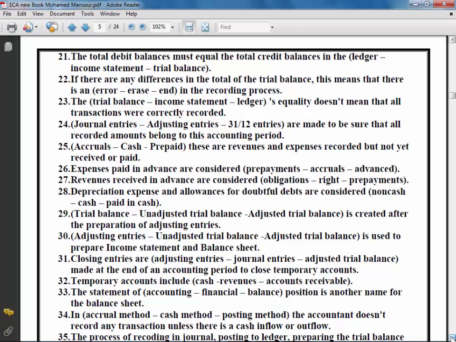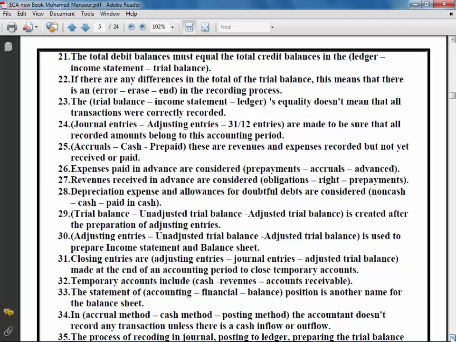Number 29. Trial balance, unadjusted trial balance, adjusted trial balance is created after the preparation of adjusting entries. Of course, the answer is adjusted trial balance, because we prepare the adjusted trial balance after the preparation of adjusting entries. Number 30. Adjusting entries, unadjusted trial balance. Adjusted trial balance is used to prepare the income statement and the balance sheet. The answer is the adjusted trial balance.